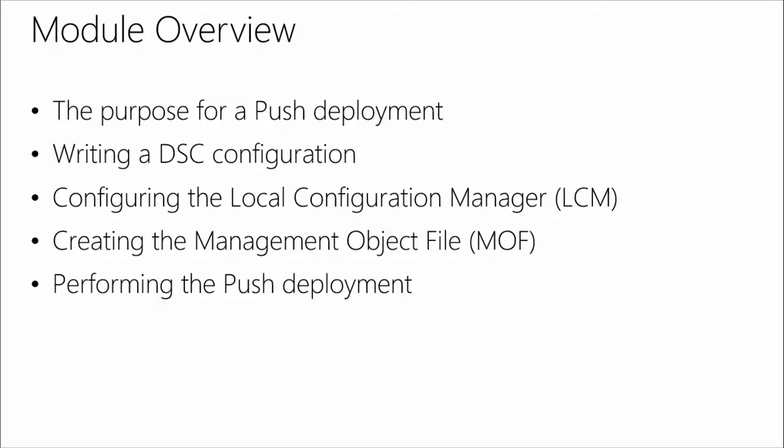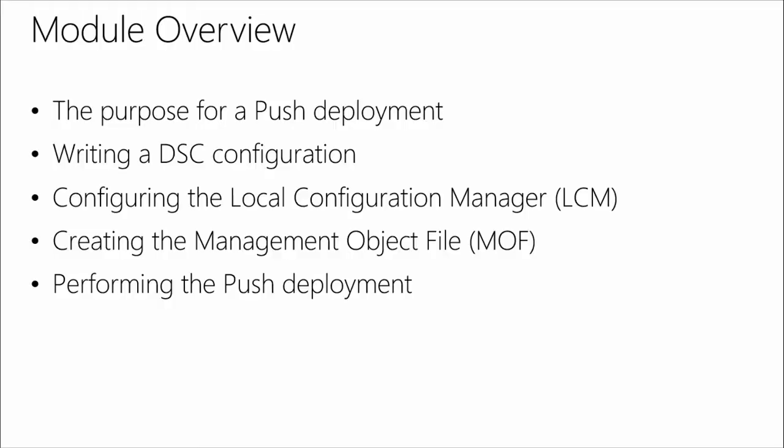So let's take a look at our module overview. We're going to talk very briefly, because we've already been talking about it, about the purpose of a push deployment. We're going to get right into how you actually write a declarative DSC configuration. And then we're going to talk more about the local configuration manager. And we're going to talk about this special thing called MOF, the management object file.